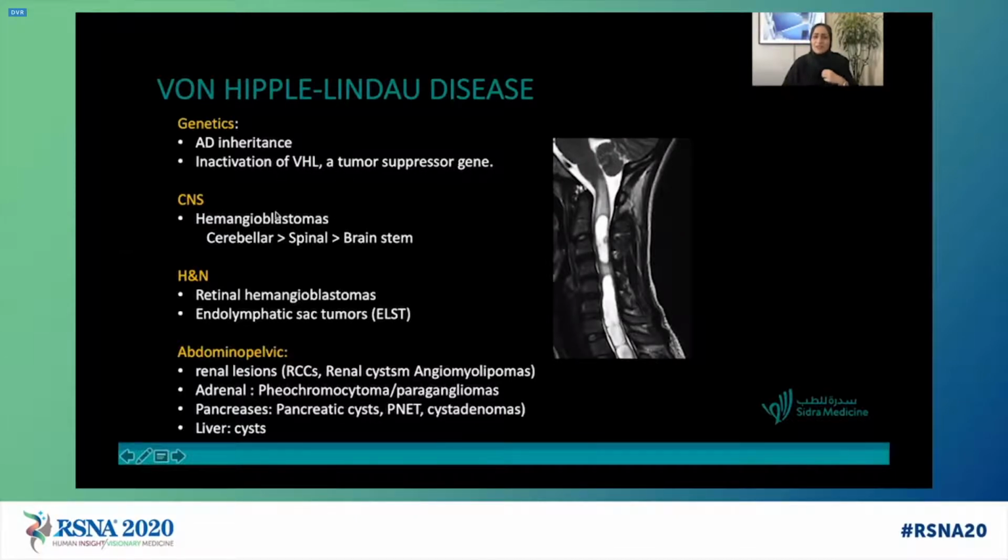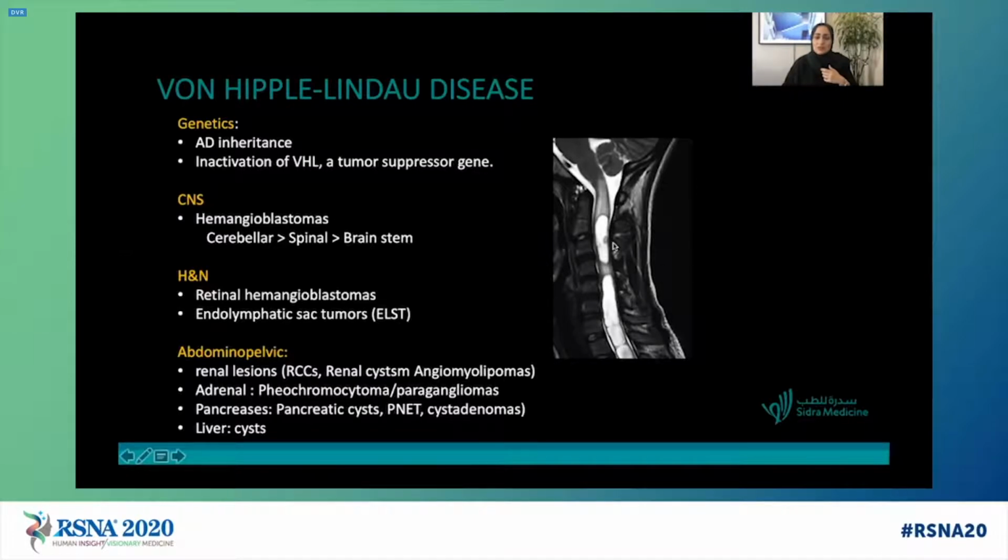It has multiple CNS hemangioblastomas, primarily involving the cerebellum, like we've seen in our case, then spine, and then brainstem. It also presents with retinal hemangioblastoma. It has abdominopelvic manifestations. It involves the kidneys, where you may see RCC. It involves the adrenal glands, such as pheochromocytoma, pancreatic cystic tumors, and liver cysts.